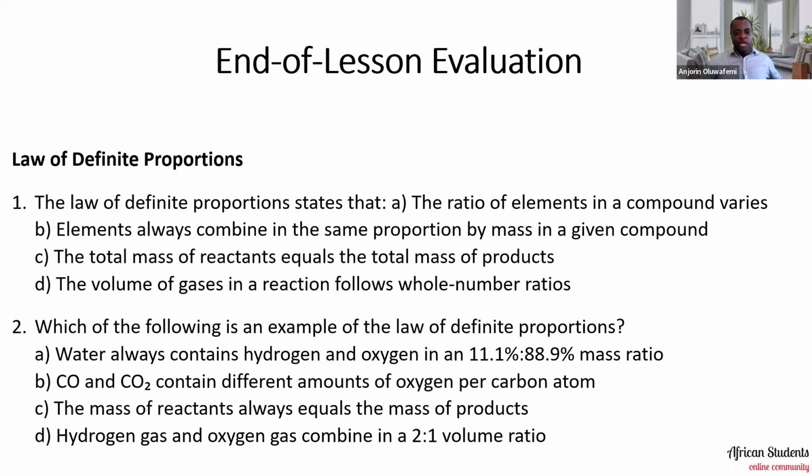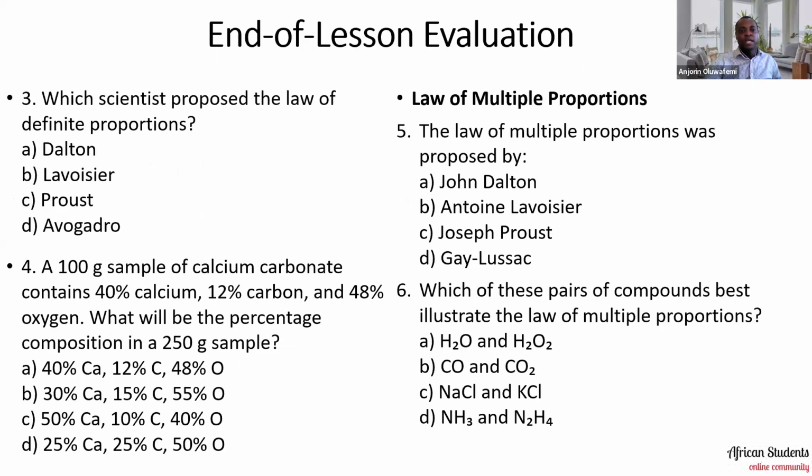That's the second question. You can also look at it: which of the following is an example of the law of definite proportion? The options are stated there. Kindly look at it, tell me what the answer is, and put it in the comment section, and then I'll tell you whether you're right or wrong. I think everybody should get it because these are some of the things that we've been treating. Which scientist proposed the law of definite proportion? Look at question number 4.